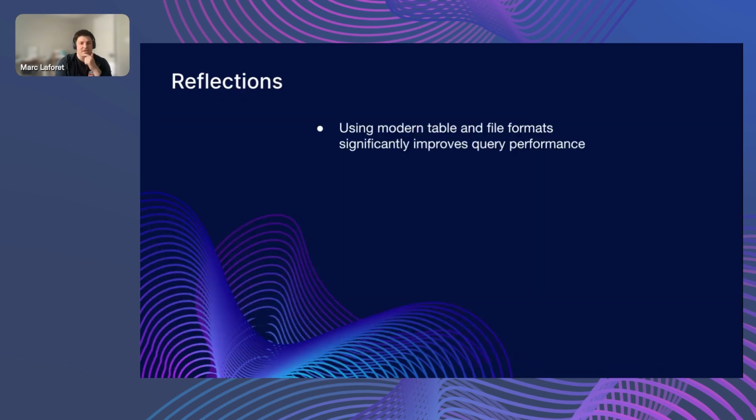So those benchmarks kind of speak for themselves, but we're going to go over some reflections that I have of completing this project and maybe some things I would do differently if I was to do something like this again. So, we just went over the benchmarks. Using modern table and file formats significantly improves query performance, and I think that's kind of a no-brainer.